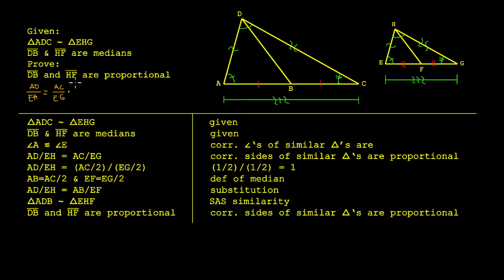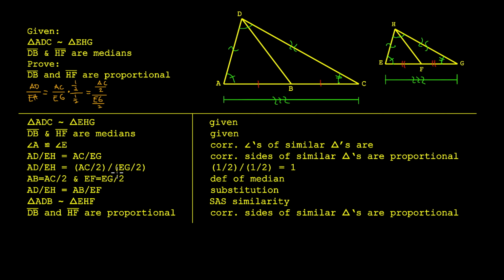Then we will multiply the top and the bottom by 1/2 over 1/2, giving us AC over 2 over EG over 2. And that brings us to this line, AD over EH equals AC over 2 over EG over 2, because 1/2 over 1/2 equals 1. We simply divided the top and the bottom by 2 to get to here. So next, AB equals AC over 2 and EF equals EG over 2.